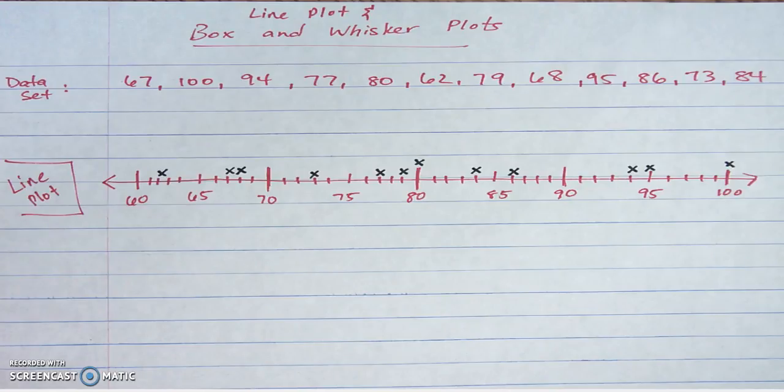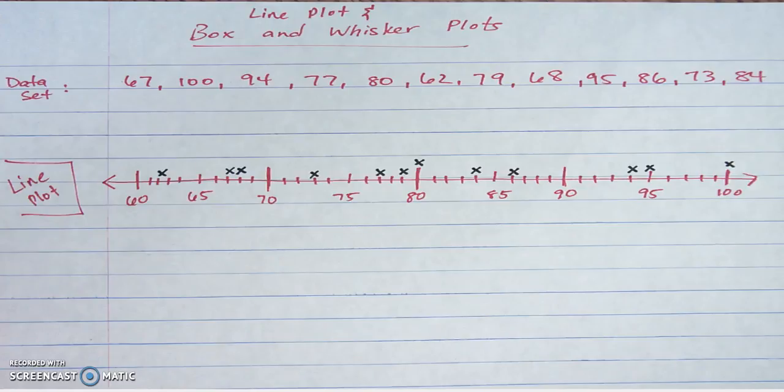And one nice thing about a line plot is it does help me to easily see some different things. For example, one of the really easy things to see from a line plot is the mode. Obviously, the one that has the most X's above it is the one that's going to be the mode of my data. In this case, they all only occur once, so there would be no mode.